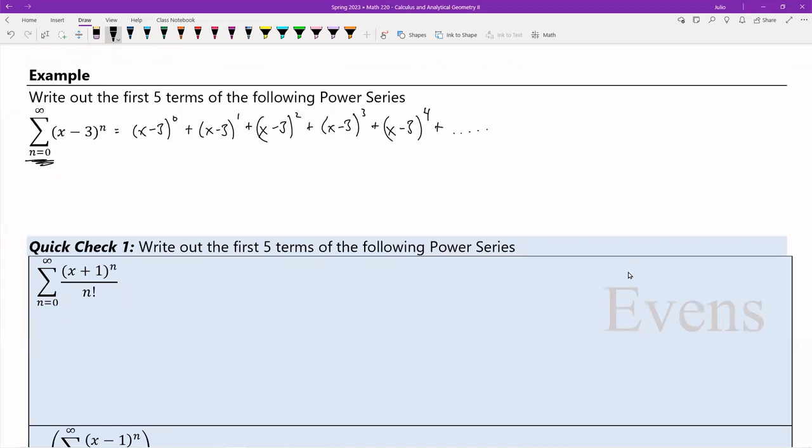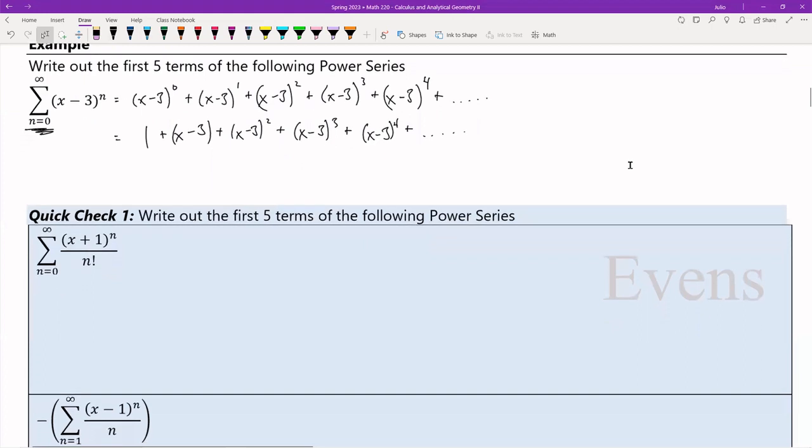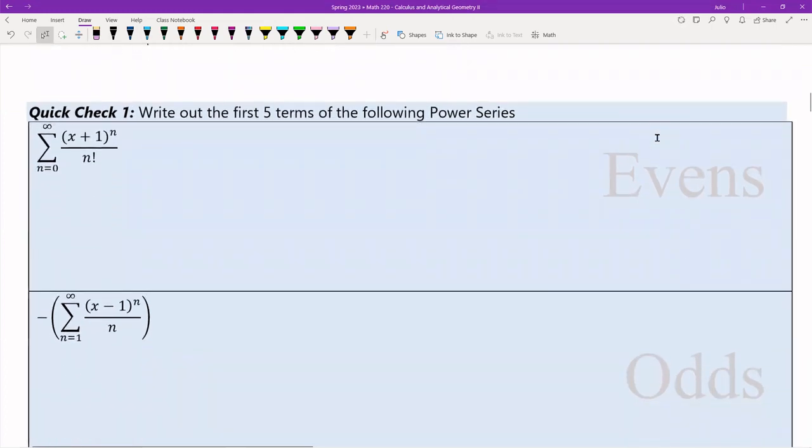Something I need to point out: since this is (x minus 3) to the 0, that becomes just 1, so you're left with 1, plus x minus 3, plus (x minus 3) squared, plus (x minus 3) cubed, plus (x minus 3) to the 4th, plus dot dot dot. It just keeps going. What I want you to do for this first one is just write out the first five terms. I know I made a big deal about this before, but I'm going to make it again here. Notice that this one starts at n equals 0 and this one starts at n equals 1. So for the ones up top, the evens, you're going to have to deal with the 0, and for the odds, you just deal with the 1. Make sure you're writing out the first five terms, and looking at whether n equals 0 or n equals 1.